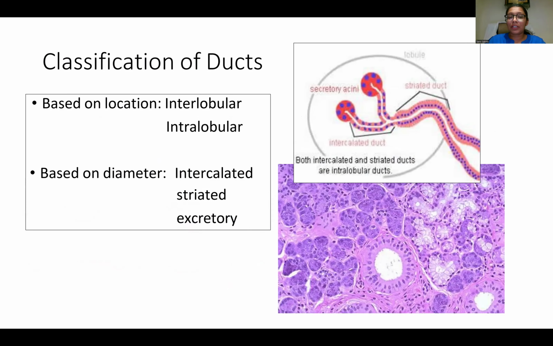Coming to the classification of the ducts, based on the location, we have the interlobular duct and the intralobular duct. The interlobular duct is present between two lobes, and the intralobular duct is present within the same lobe. Based on the diameter, we have the intercalated duct, striated duct, and excretory duct. When we go from inside to outside, from the intercalated duct to the excretory duct, the diameter of the duct goes on increasing.